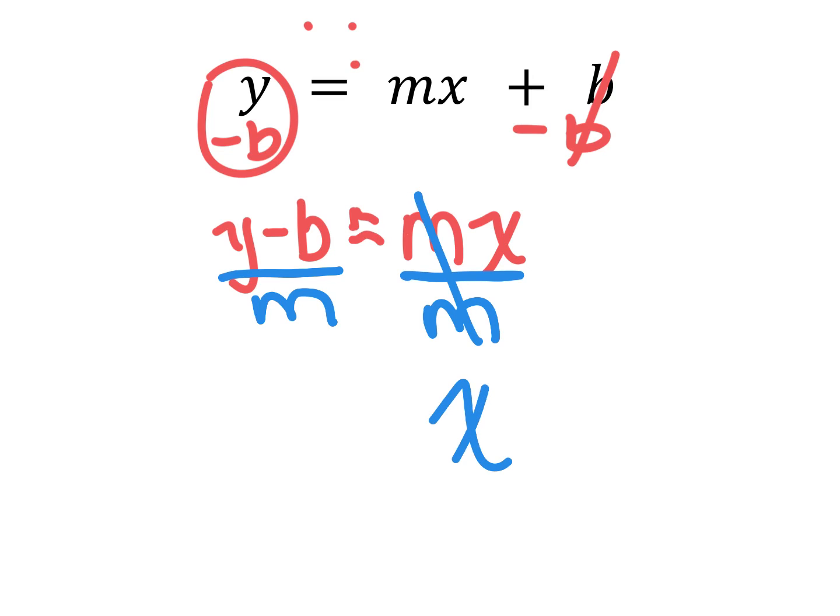So on the right side, we are left with x. It's going to equal y minus b over m. Because again, we do not know the values for our variables, so we're just going to keep them as variables.